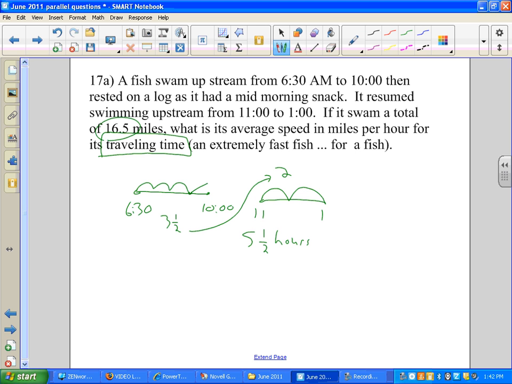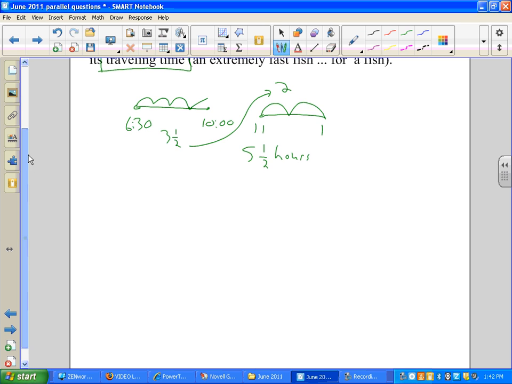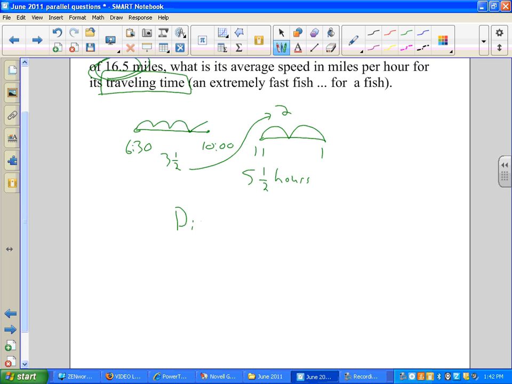It swam a total of 16.5 miles. What formula are we going to use? Distance equals rate times time. Because it says, what is its average speed? We want rate. Don't think that I'm bringing the 5.5 down into the rate. We want rate. The distance, 16.5 miles. The rate is the unknown.